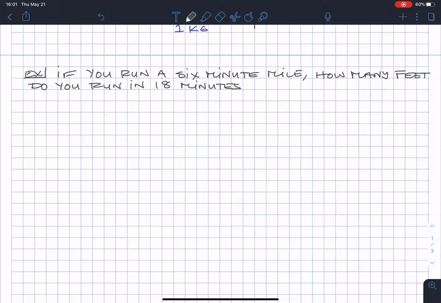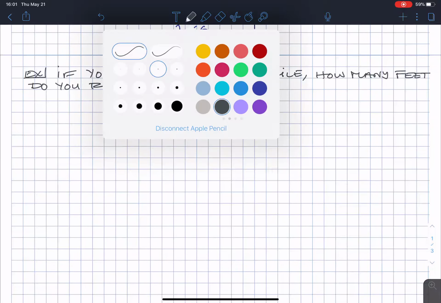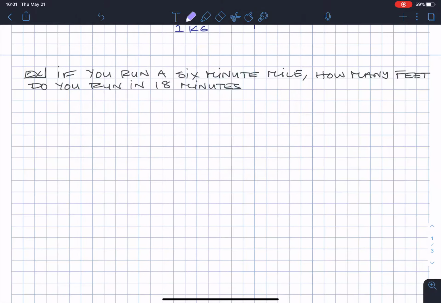Okay, so what do I want to find? So I want to find minutes. Or no, I don't. I want to find feet, sorry. How many feet do I run? So I want to find feet. Okay, so how many feet? That's what I want to find.